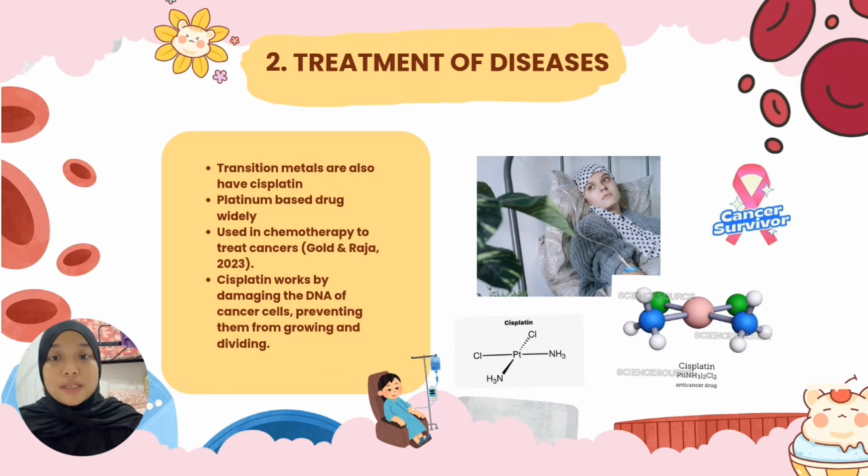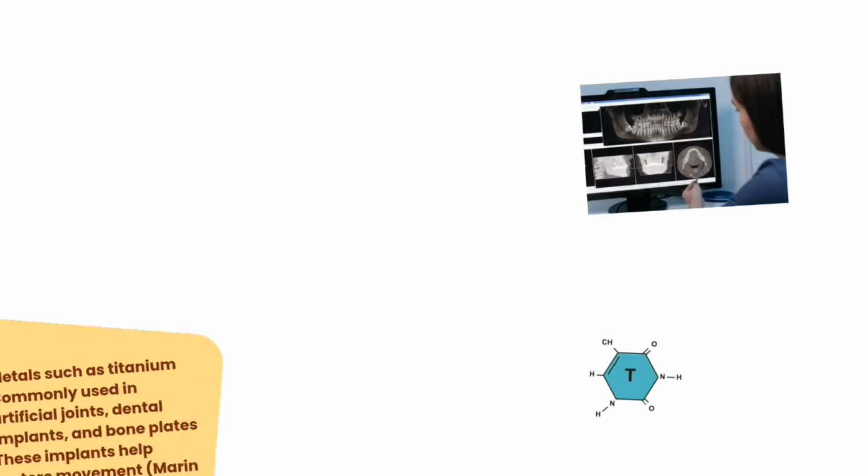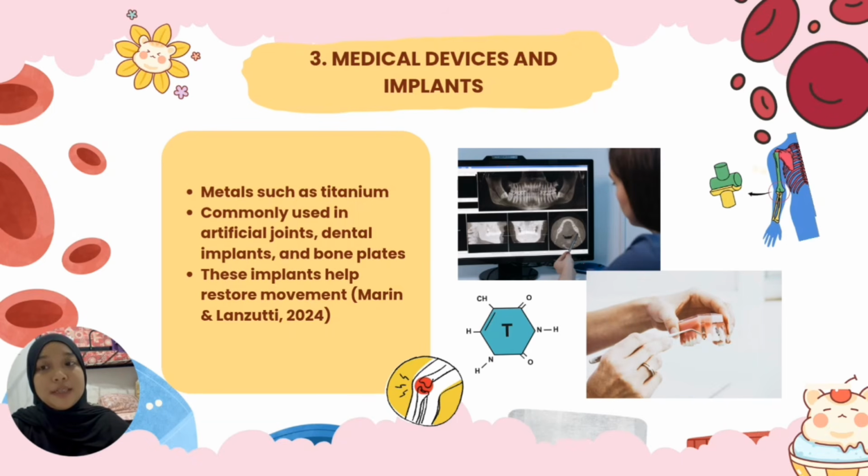Next, we have cisplatin. Cisplatin is used for treatment of diseases. It is based on platinum, and the treatment is chemotherapy to treat cancers such as testicular, ovarian, and lung cancer. Cisplatin works by damaging the DNA of a cancer cell, preventing it from growing and dividing. And the last one, we have titanium.